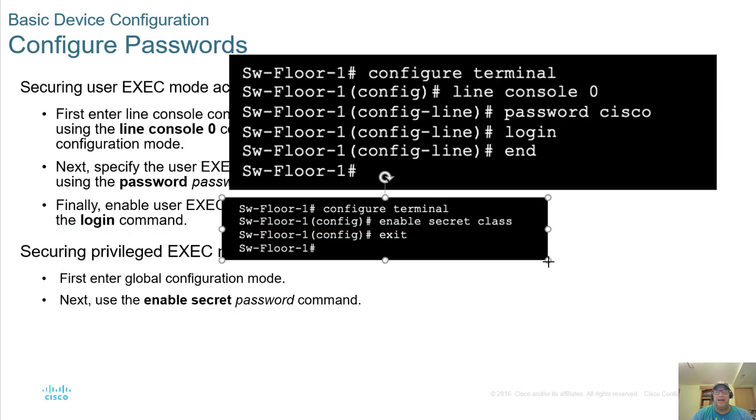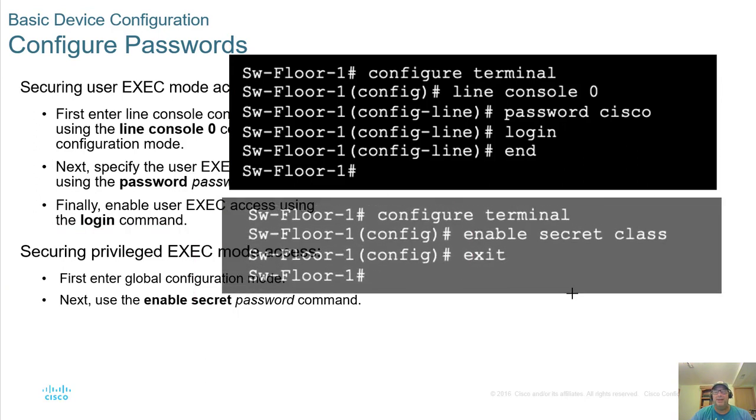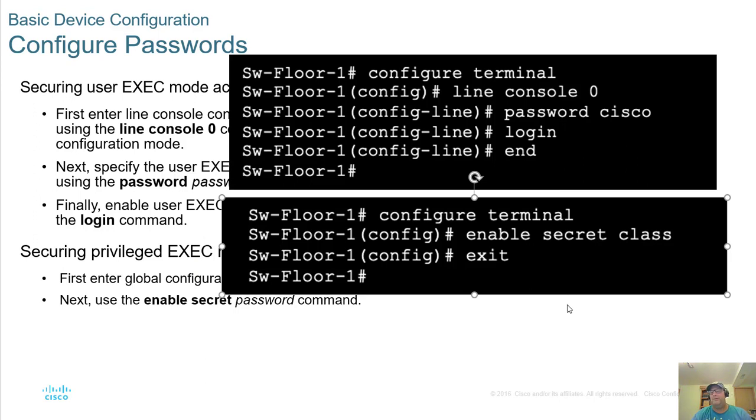Let's look at the second piece here. The next thing we have here is we're going to protect the privileged mode of the device. So we type in configure terminal to get into global config, excuse me. And now we're in global config, and now we want to set a password to protect privileged mode. No big deal. We're going to use the command enable and then secret.